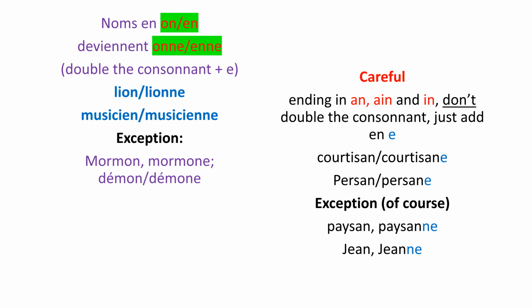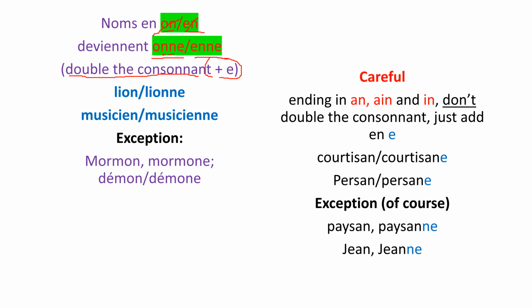Now, nouns ending in ON and EN take their feminine form by replacing ON with ONNE. And the same for EN, we eliminate it and we replace it by ENNE. Now, what do you notice? This is a consonant. We double the consonant and we add an E. Here we go. Double the consonant and add your E, and you have your feminine form.